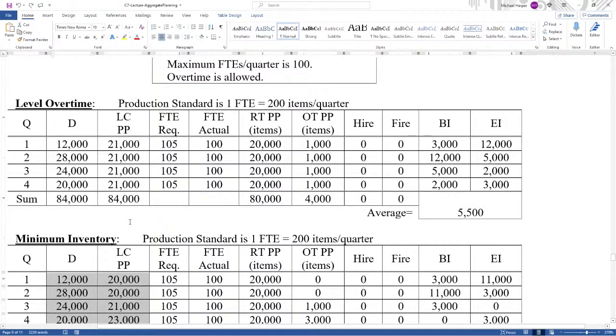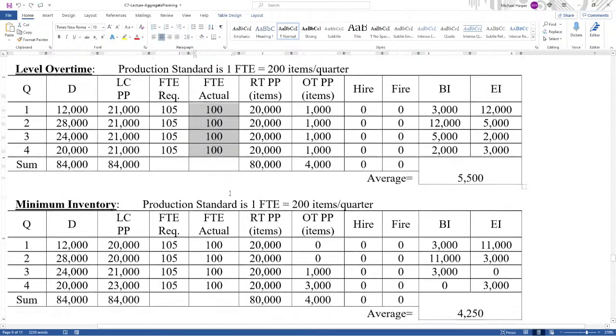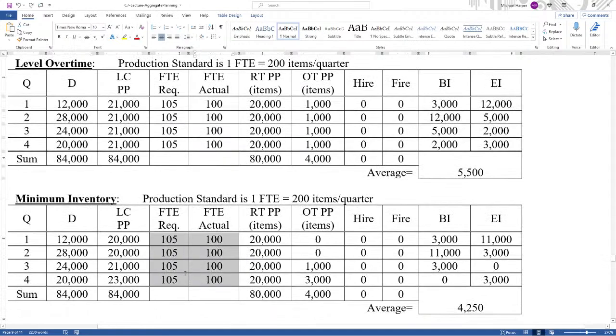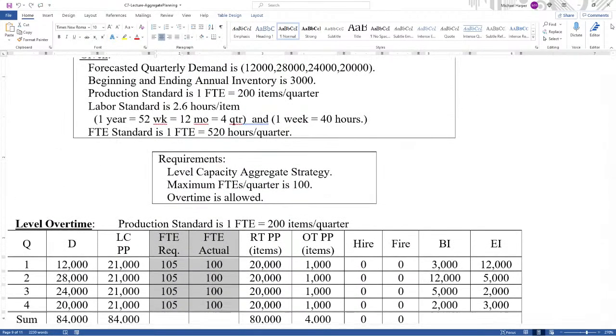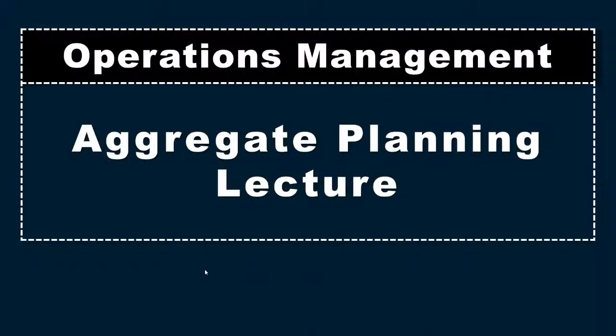Okay, so the definition of chase demand and level capacity is in the FTEs. It's in the FTEs here, and it's not in production. Okay, well that's all I have for this lecture of aggregate planning as an introduction, level 1, level 2, level 3.